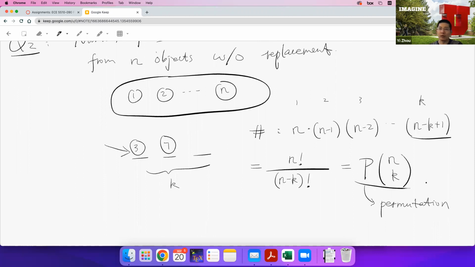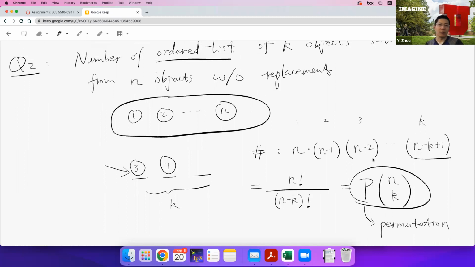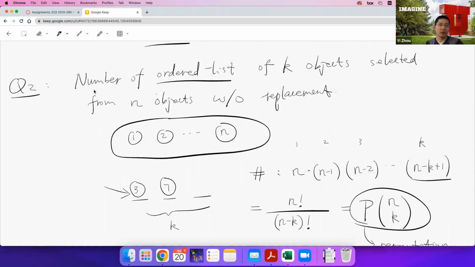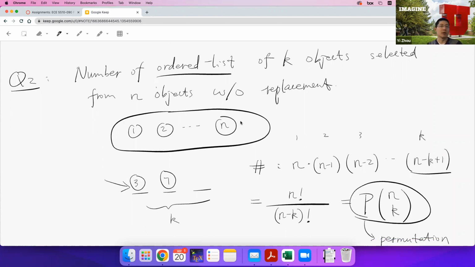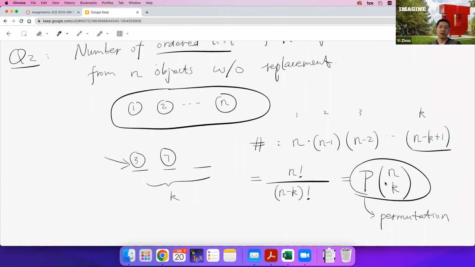Okay, so this is just a notation, but it always corresponds to the statement of this question. Out of n objects, we are choosing k objects and placing them in an ordered list. And the total number of these ordered lists is given by P(n,k), which is n factorial divided by n minus k factorial.